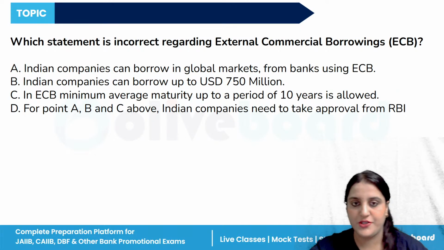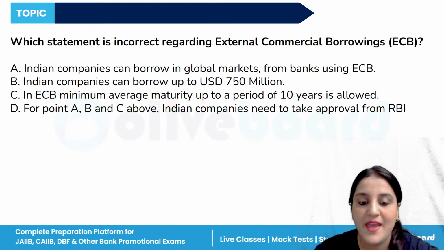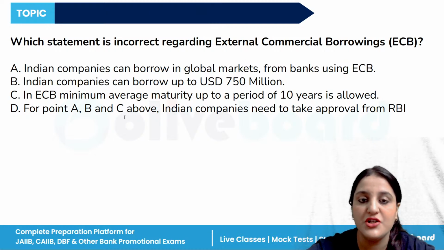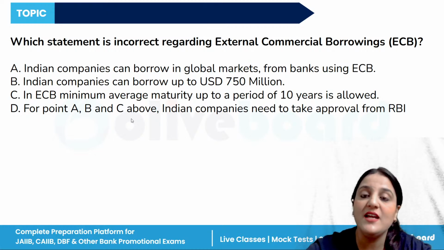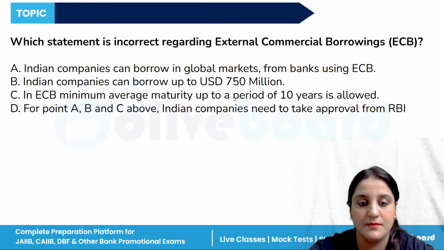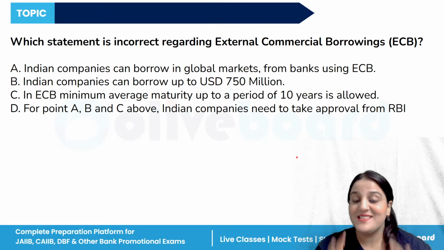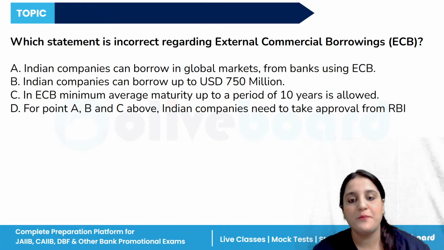So here is the first question: which statement is incorrect regarding ECB, external commercial borrowings? And we know the meaning of external commercial borrowings. This is a type of loan in a foreign currency that Indian companies and public sector undertakings take from non-resident lenders. Just read all the options given here and then try to give the answer. What is incorrect means three options are correct in regard of ECB, and one option is incorrect here.